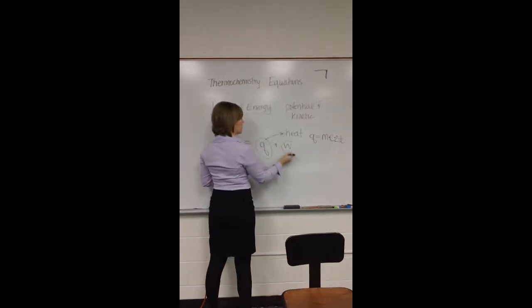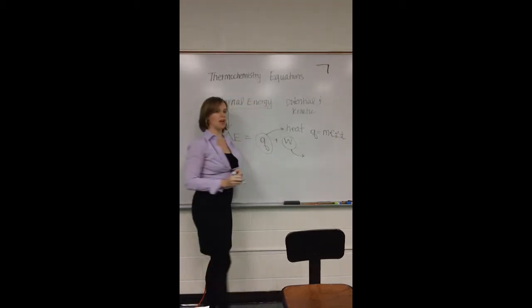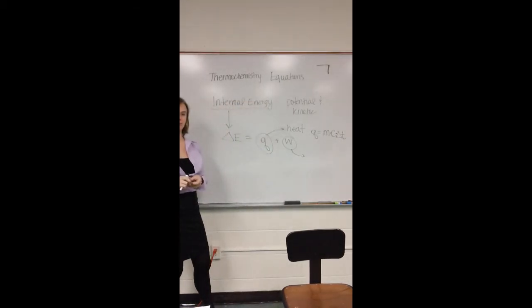Okay, so now let's look at W. What's our equation for W? Negative P delta V.